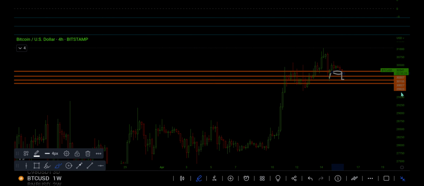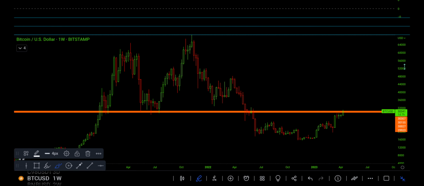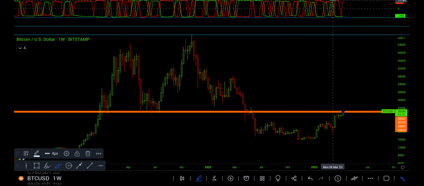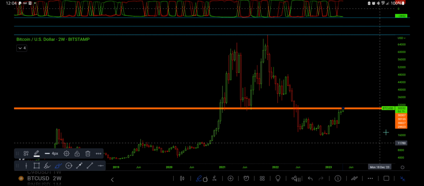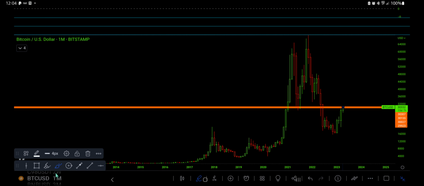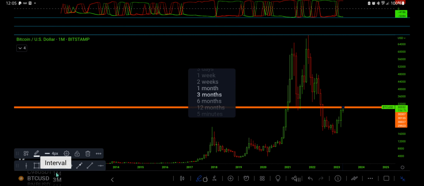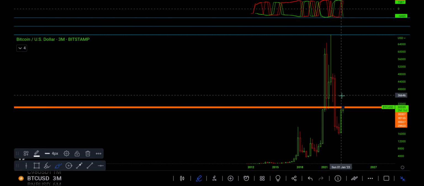Like if we go to the week, but short term, a little bit might experience a sell off on the 1 hour, but I don't see that lasting very long because of the bullish extension on the weekly. On the 2 week, on the monthly, on the 3 month, it's just coming down on the 3 month.